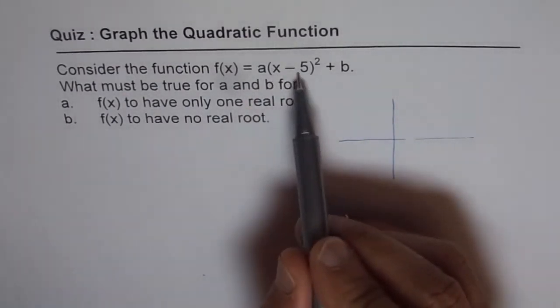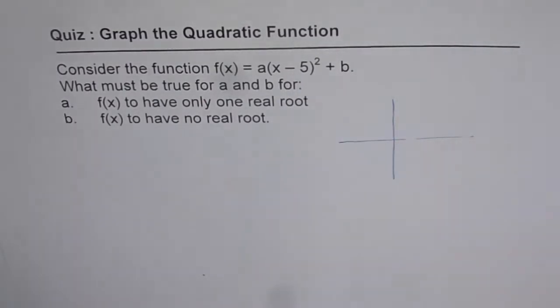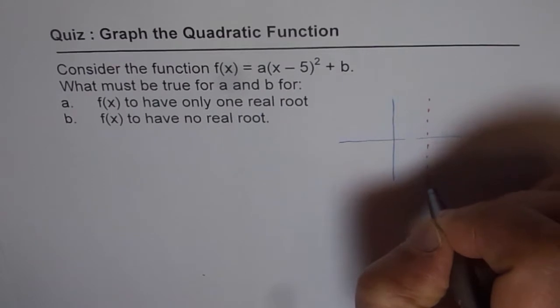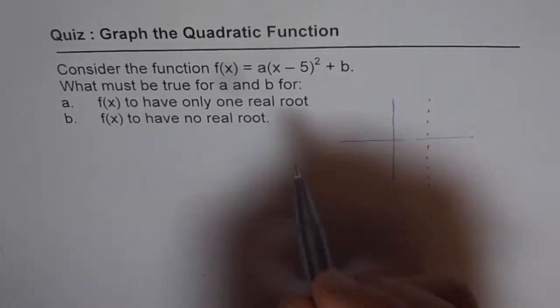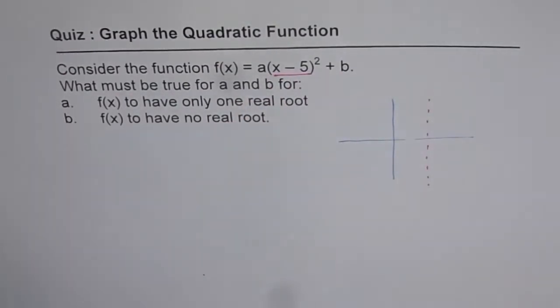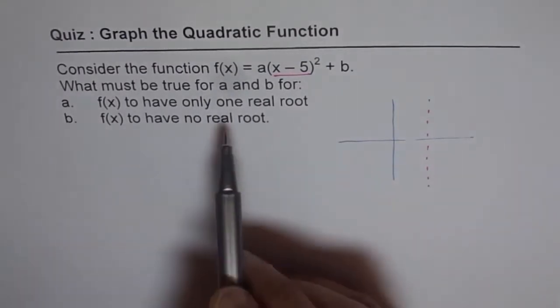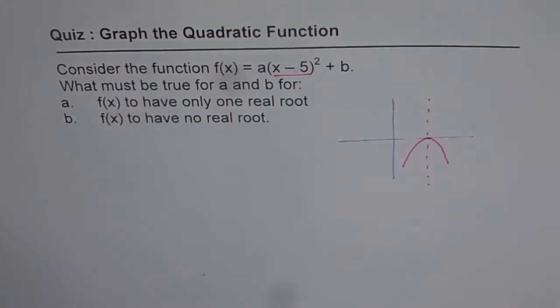When we say (x − 5)², that means the vertex is at x = 5, right? So that is what we know. That means if I draw a line x = 5, then my vertex is somewhere on this line. So that takes care of x − 5. Now it says f(x) has only one real root. So if it has only one real root, then the vertex should be right there on the x-axis. Only then will a parabola like this have one real root.